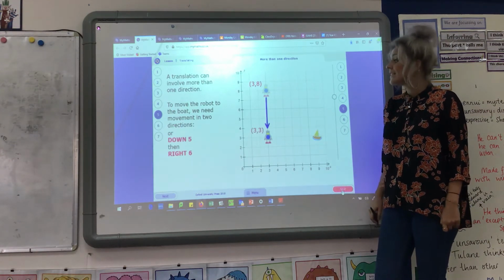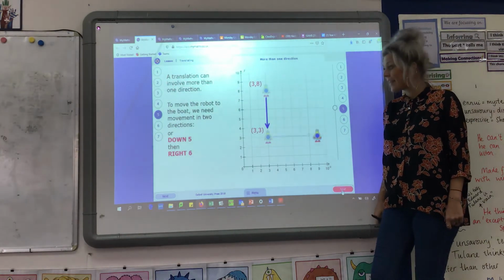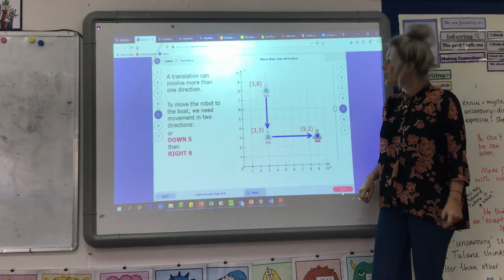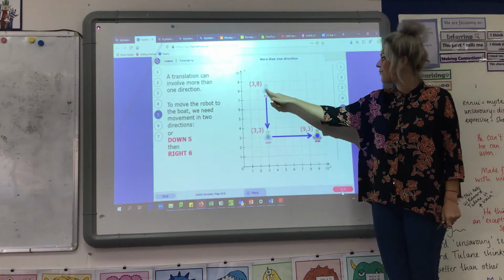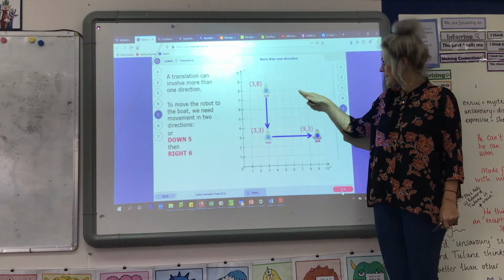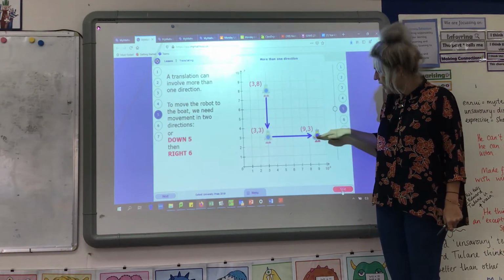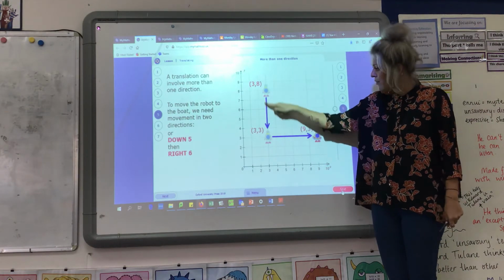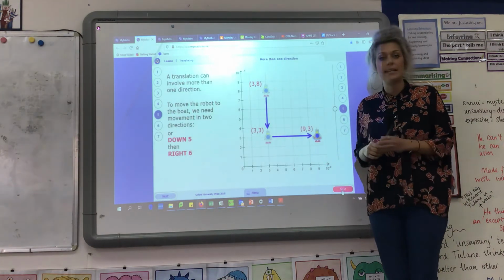Or down 5 and then right 6. It does not matter which you do. If you go right 6 and then down 5, you will get there. Or if you go down 5 and then right 6, you will still get there.